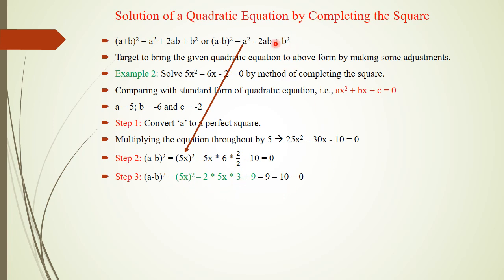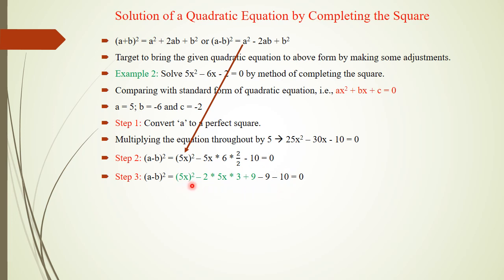In order to introduce this b square term, I will add 9 and again subtract 9. That is nothing but b square. b is 3, 3 square is 9. I'll add 9 and again I'll subtract 9. It will have no impact on this equation as I'm adding and subtracting the same number. This is just to make the adjustment. Once again, this minus 10 I'll keep as it is.